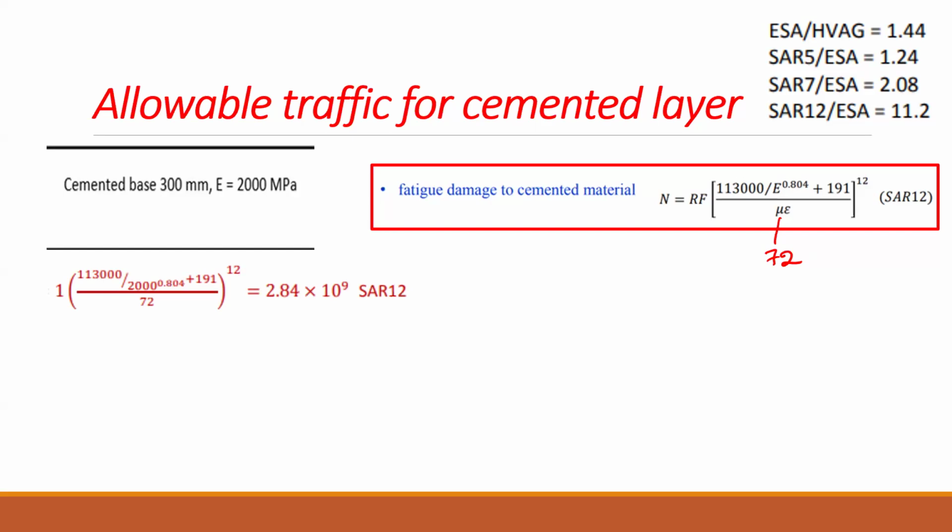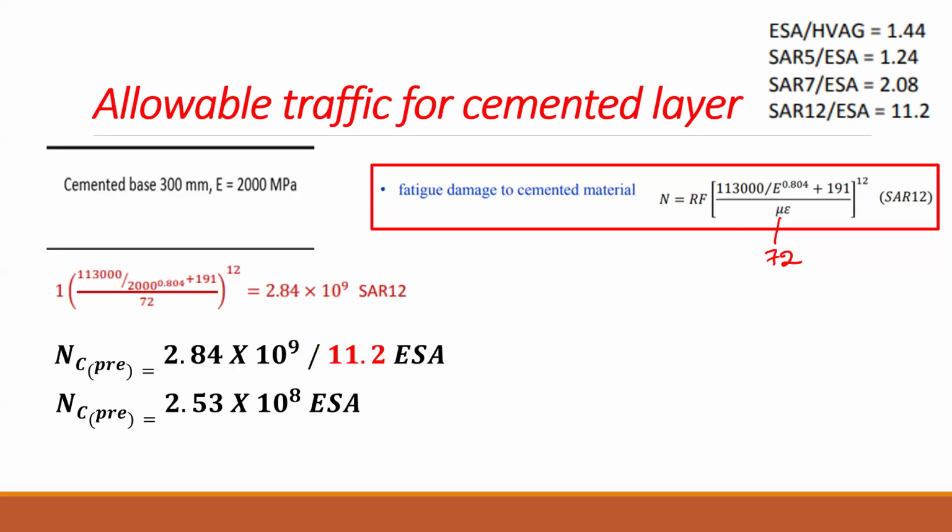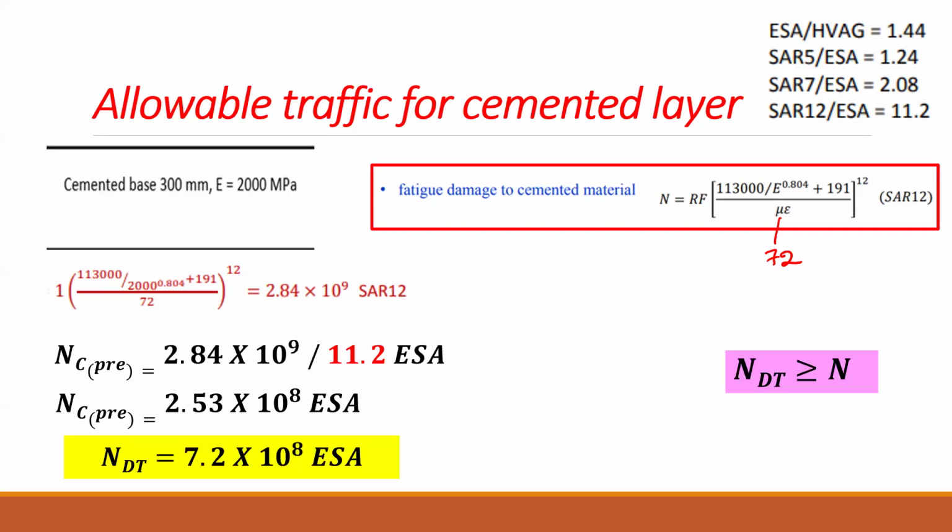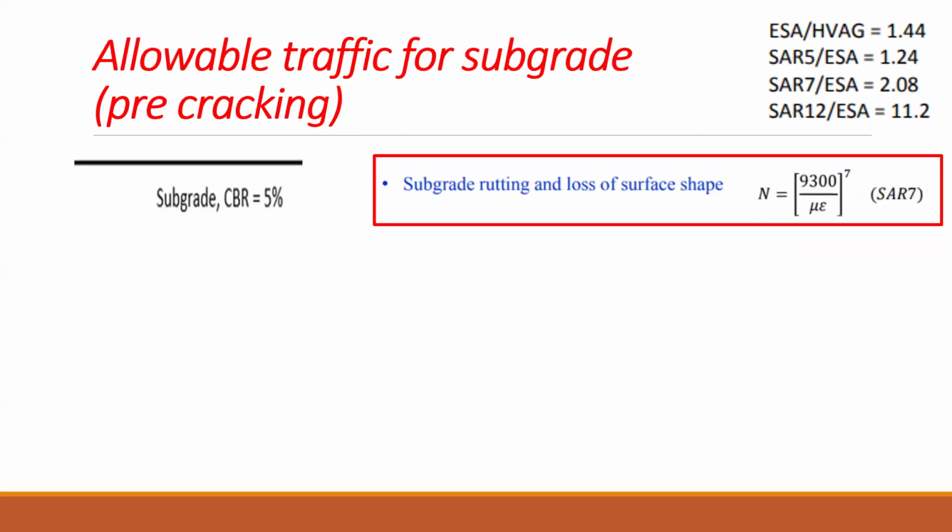We again need to convert this to ESA. We have to divide by 11.2, isn't it? This is SAR 12. So we need to divide by 11.2 so we can find the allowable traffic. Now, if you compare, what can you say? It's not okay. Yes, that's right. Okay, now the last layer, which is our subgrade.